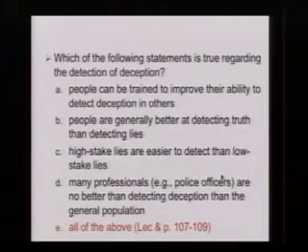I talked about high stake versus low stake lies, right? That there's a truth bias. So even for B and C, the right answer is pretty clear.